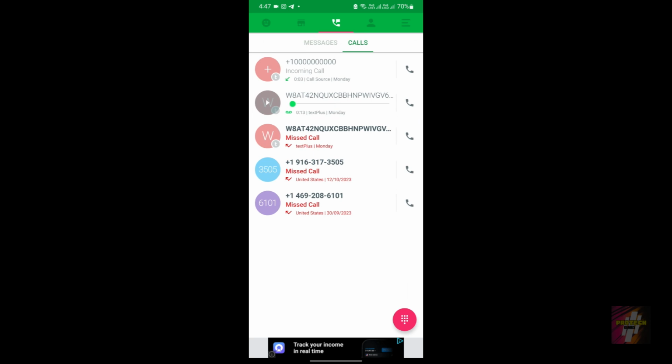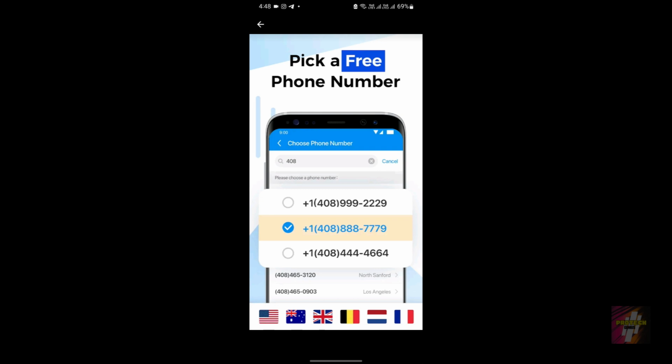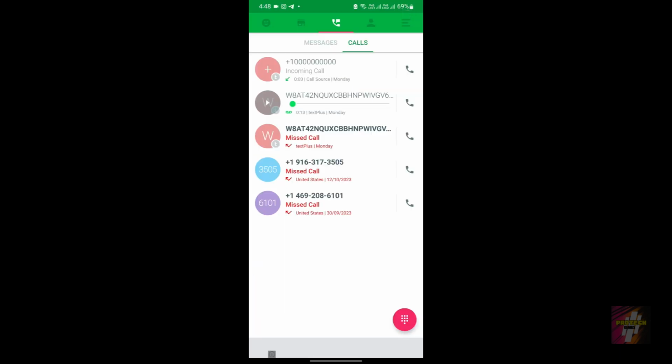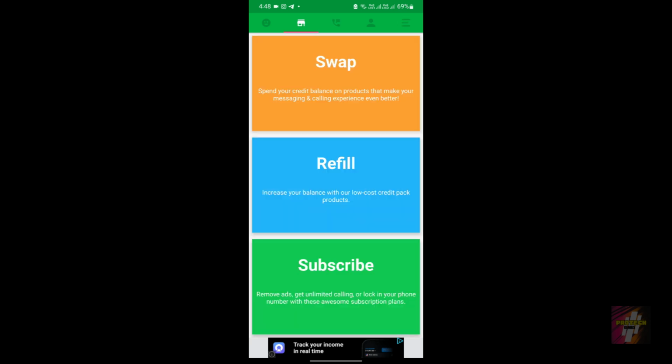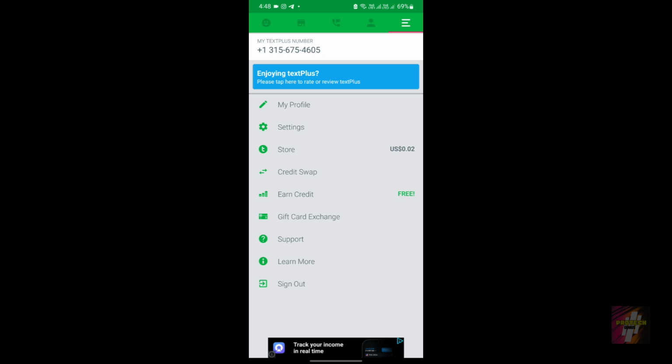But yes, so I'm going to compare the actual pricing on average. Dingtone actually costs you 0.90 cents per minute. Meanwhile, with Textplus, let's say you are not going to make use of the promotions and you are going to pay, it's going to cost you 2 credits per minute. Well, 2 credits only comes to $0.02. As you can see in my store, I have $0.02. So obviously, Textplus pricing is very much lower compared to Dingtone's pricing.